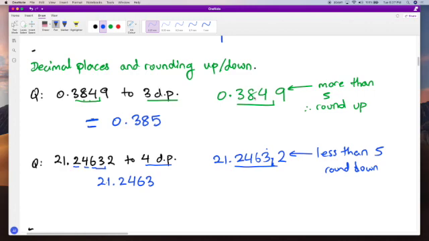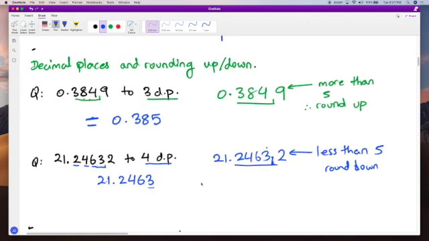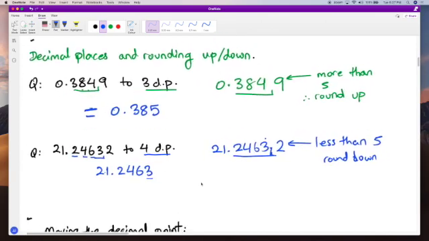So if the number after is more than 5, you round up. If the number after is less than 5, you stay where you are. Any questions? All right, I'm assuming everybody done. Anybody still writing?